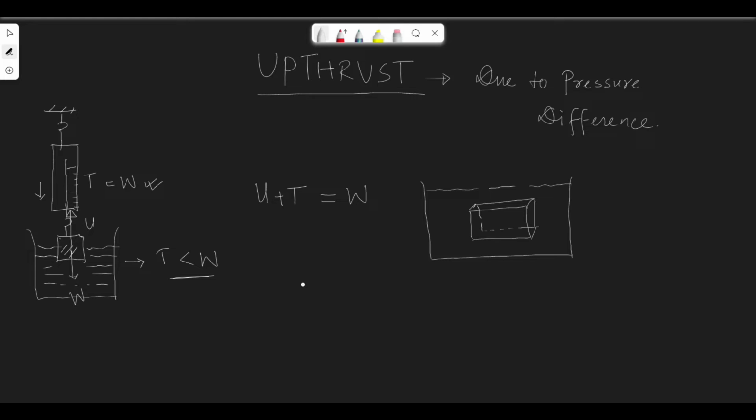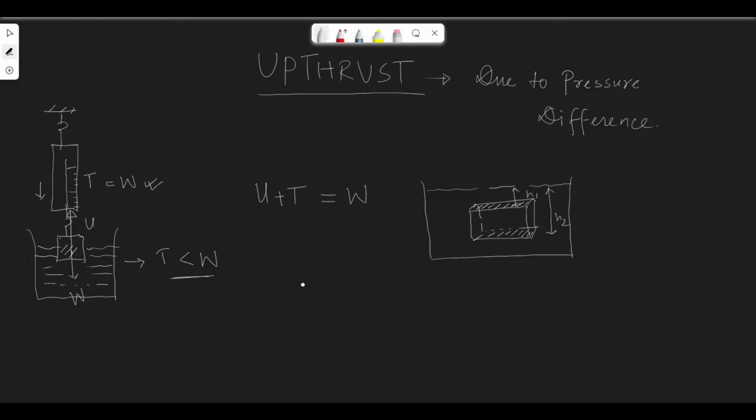If it is immersed in water completely, then the top surface of this block is some depth h1 below the water surface, and the bottom surface of the block is some depth h2 below the water surface. So we are measuring this h1 and h2 from the water surface. The top one is at h1 depth, the bottom one is at h2 depth.